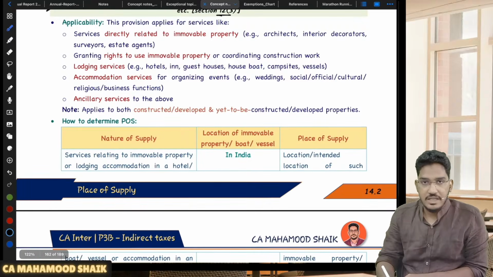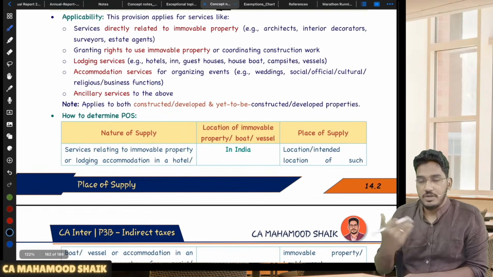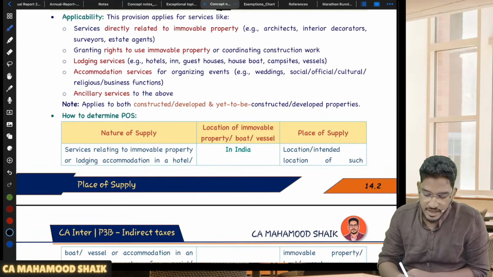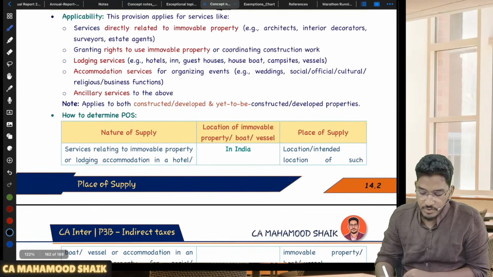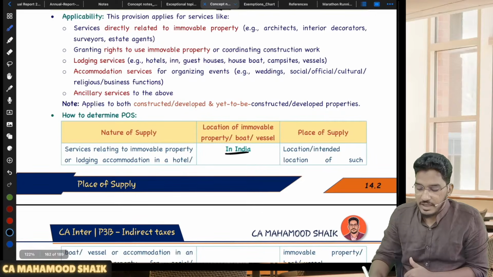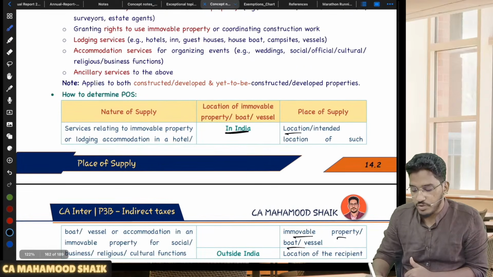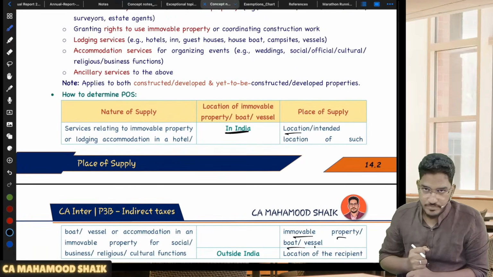They say that if the immobile property in relation to which you are providing the services is located in India, then the location of that immobile property, either the location or intended location of such immobile property or boat or vessel, will become the place of supply.